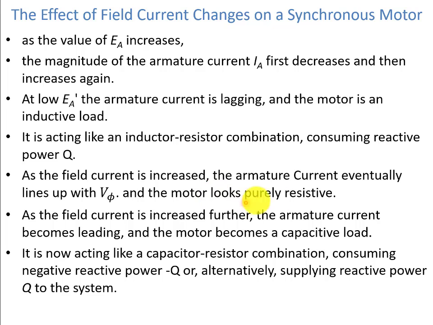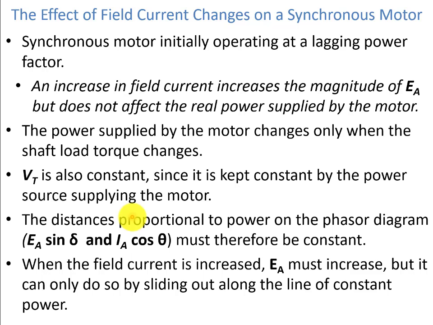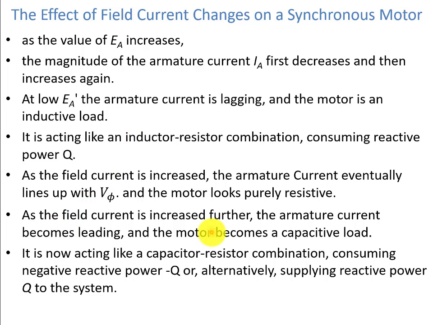As the field current is increased, the armature current eventually lines up with V phase and the motor looks purely resistive. Here we can see in this figure at IA2. Now this synchronous motor is acting as a resistive load because it's now at unity power factor. But as the field current is increased further, the armature current becomes leading and the motor becomes a capacitive load. So this is the beauty of this synchronous motor. It was initially an inductor-resistor combination, then it becomes a resistive load, now it has become a capacitive load. It is now acting like a capacitor-resistor combination, consuming negative reactive power, or alternatively supplying reactive power Q to the system.